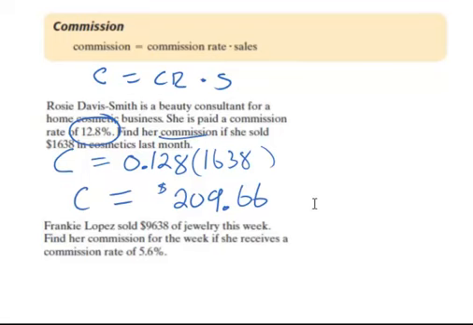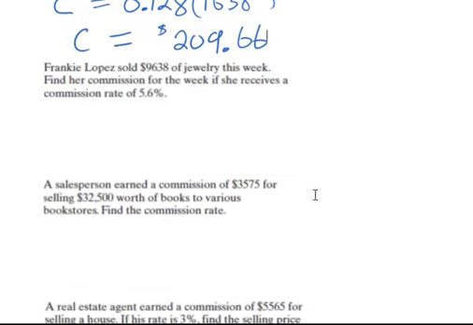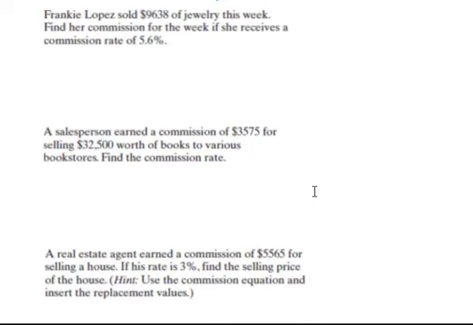All right, now let's try the next one. It says Frankie Lopez sold $9,638 of jewelry this week. Find her commission for the week if she receives a commission rate of 5.6%. All right, I'll do this one the same way. Commission equals commission rate times my sales.